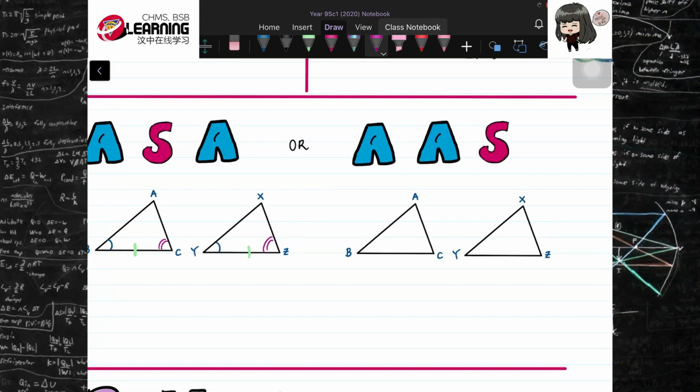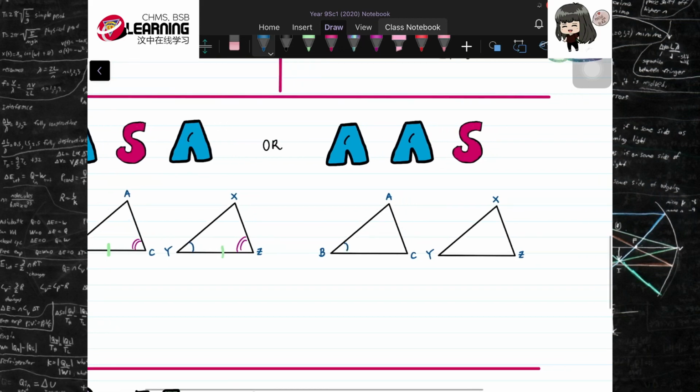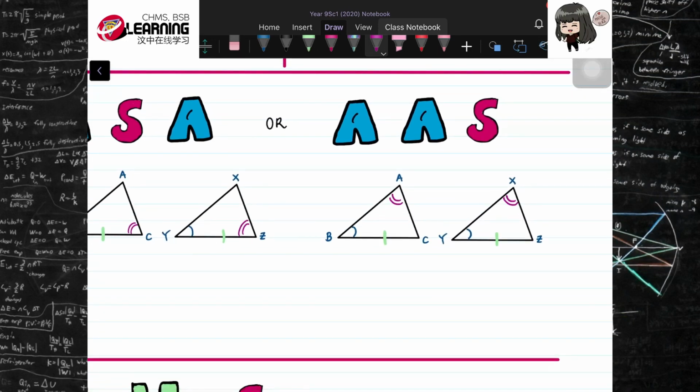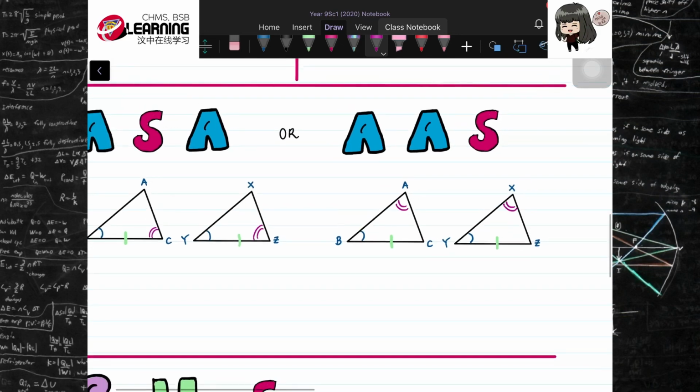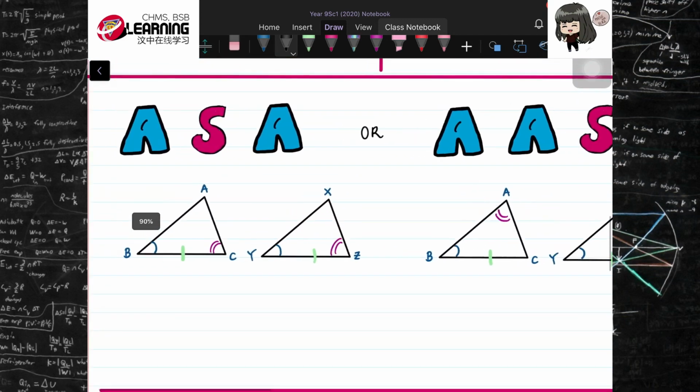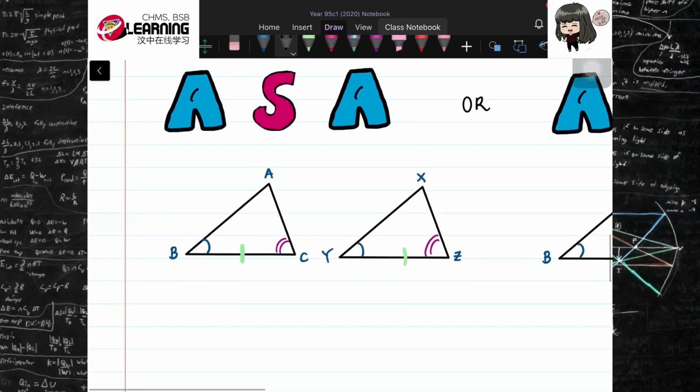Or we can have these two triangles, angle here same with this angle, and the side BC and this YZ side same, and the third one, angle here same with this angle here. Even though the side is not included between these two angles, we can also prove that they are congruent. So again, for the angle side angle, if these two corresponding angles are the same, and the corresponding side is the same, we can conclude that they are congruent.